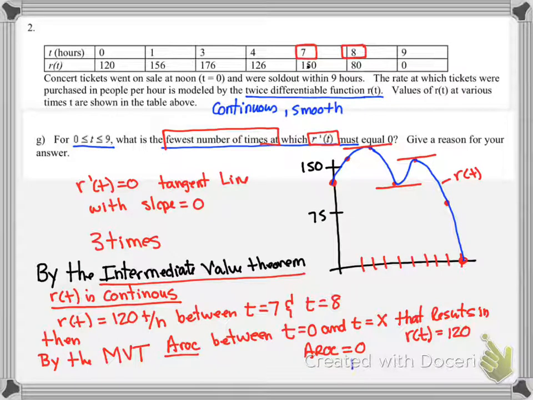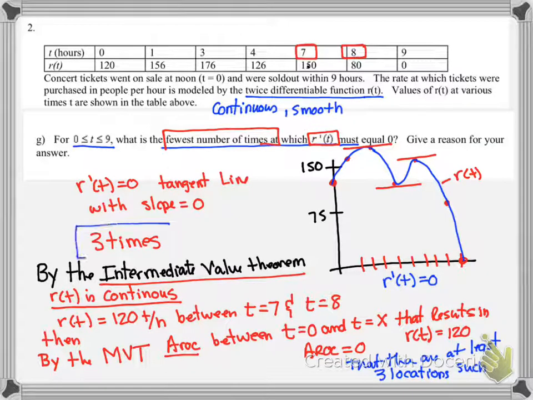That means that there are at least 3 locations such that r prime of t equals 0. That's one of the many ways that we could defend that there are 3 times where r prime of t must equal 0 from 0 to 9.